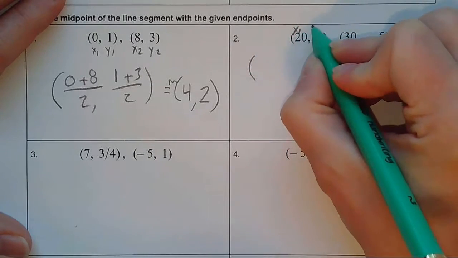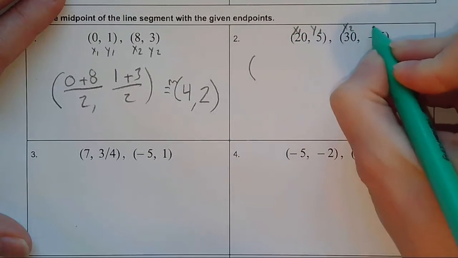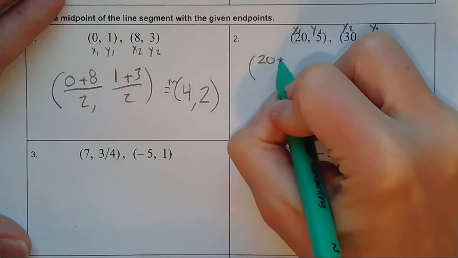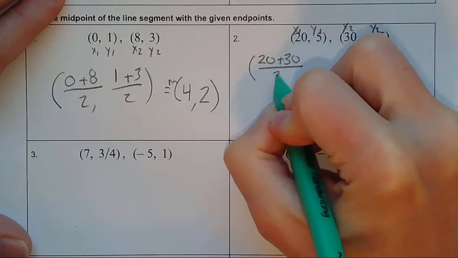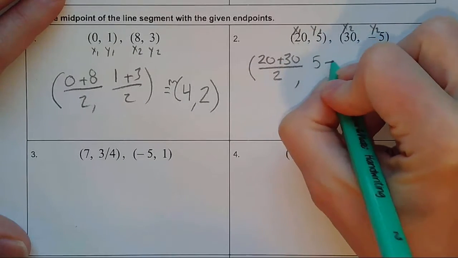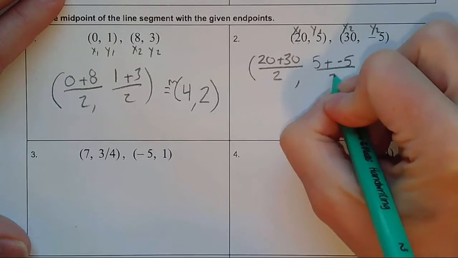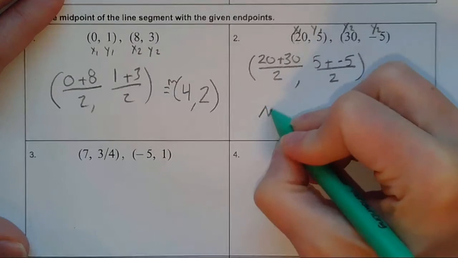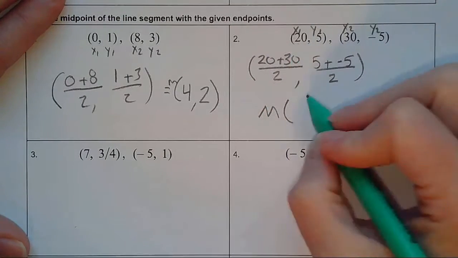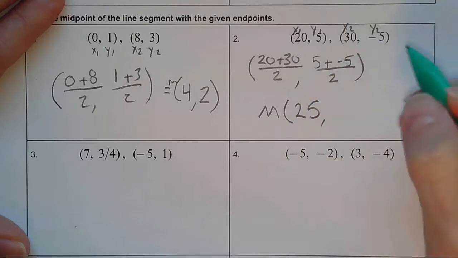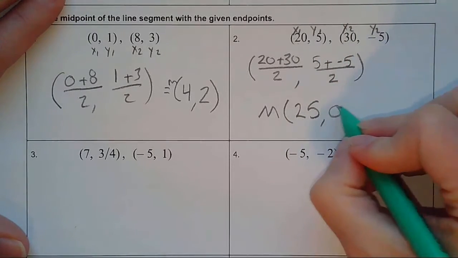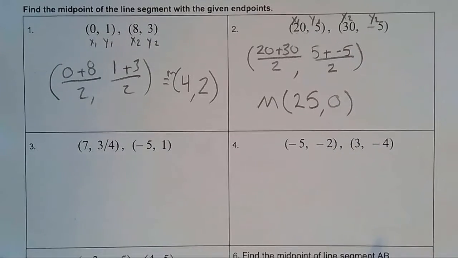Again, x1, y1, x2, y2. 20 plus 30, cut in half. And then 5 plus -5, cut in half. Okay, so my midpoint: 20 plus 30 is 50. 50 cut in half is 25. 5 plus -5 is 0. 0 cut in half is still just 0.